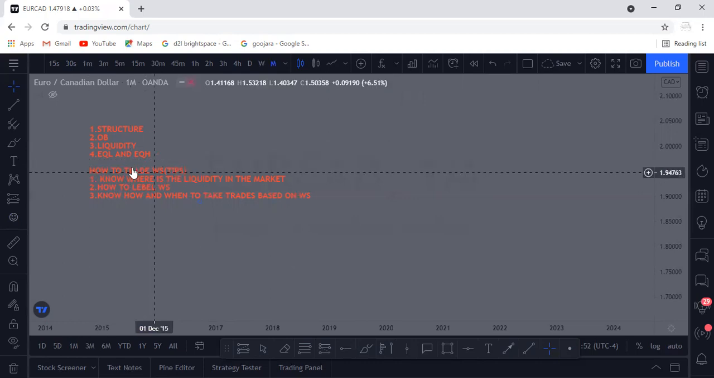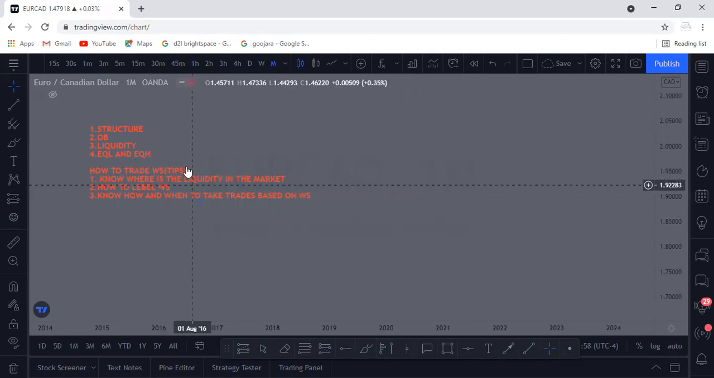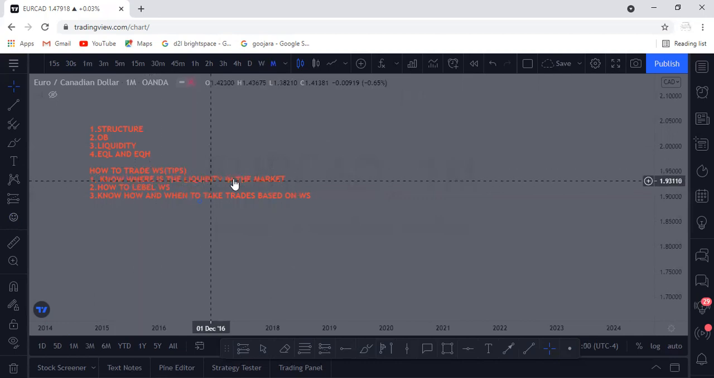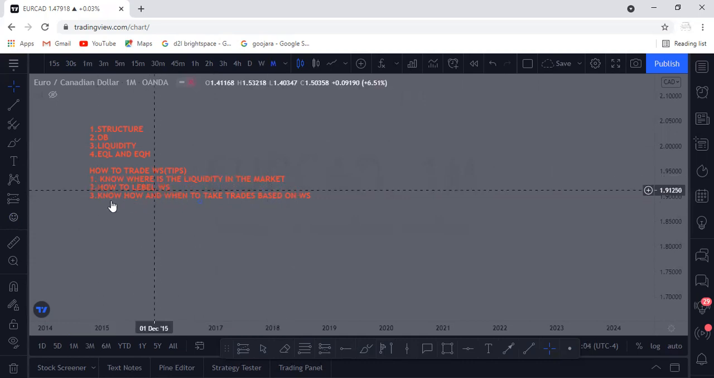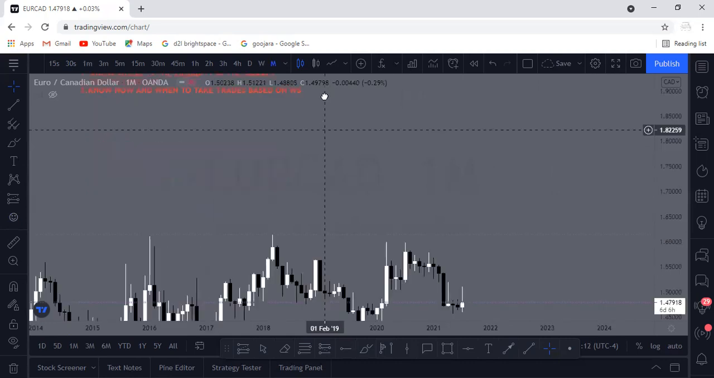The second category we need to check: I need to teach you how to trade the Wyckoff schematic. These are the tips. Know where is the liquidity in the market, and how to label the Wyckoff schematic. Number three, which is the final part, know how and when to take trades based on Wyckoff schematic. So let's get into the chart.